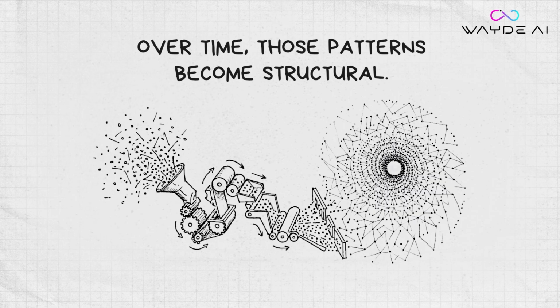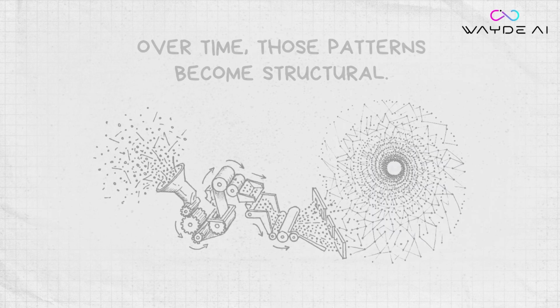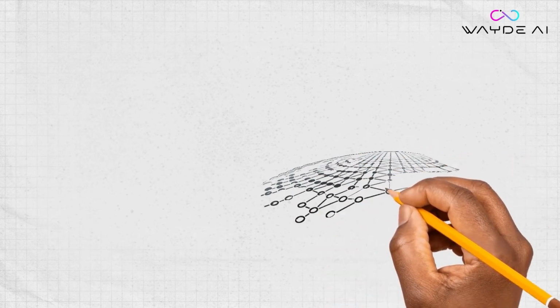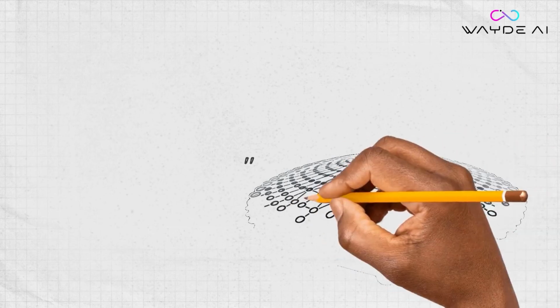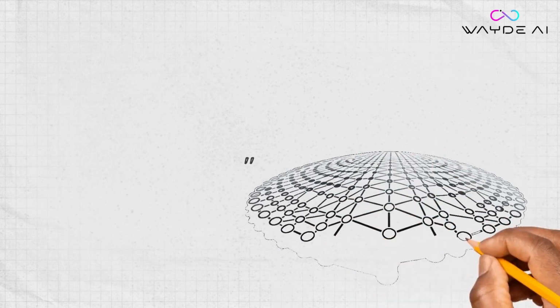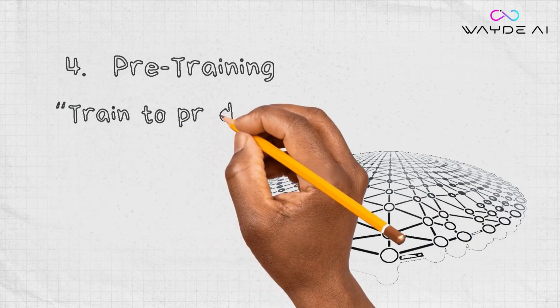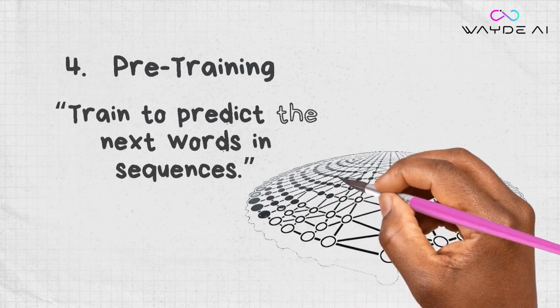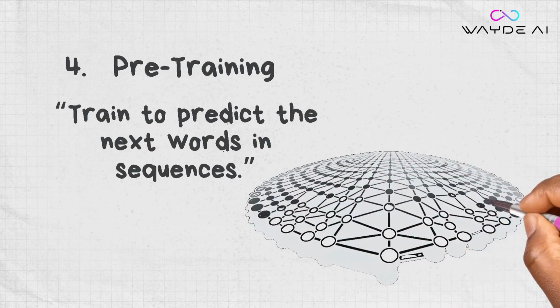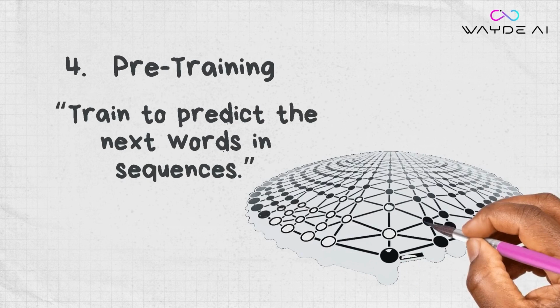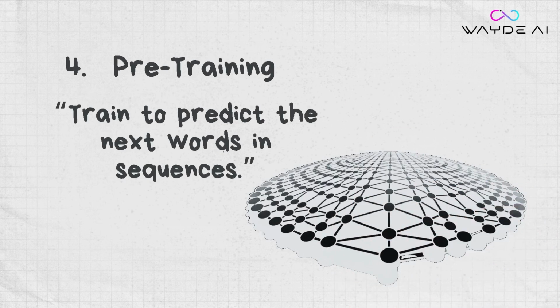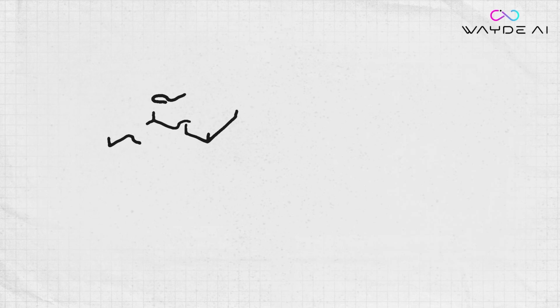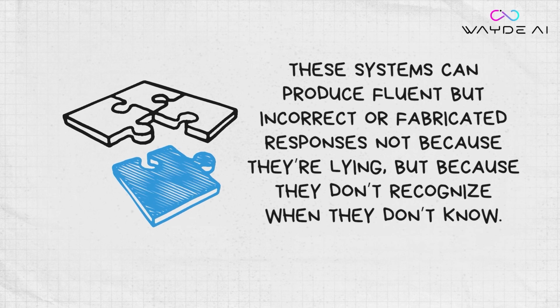Once this internal map is in place, the model begins its core learning task, and this is the pre-training stage. The model is trained on billions of examples to predict the next word in a sequence. This is statistical pattern matching, not reasoning, judgment, or comprehension. In practice, this means the model can produce confident-sounding language even when it doesn't have reliable information to draw from. If it hasn't seen a situation before, it doesn't pause or ask for clarification, it still predicts the next word. That's why these systems can produce fluent but incorrect or fabricated responses. Not because they're lying, but because they don't recognize when they don't know.